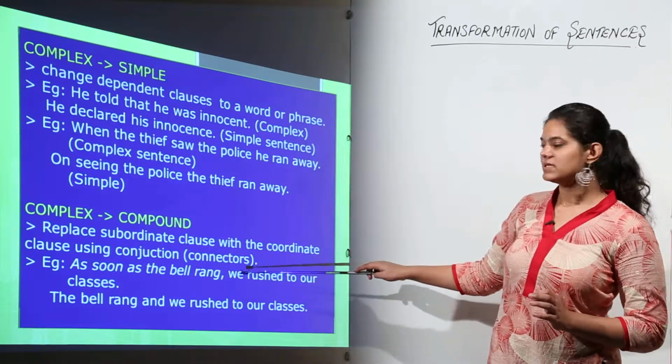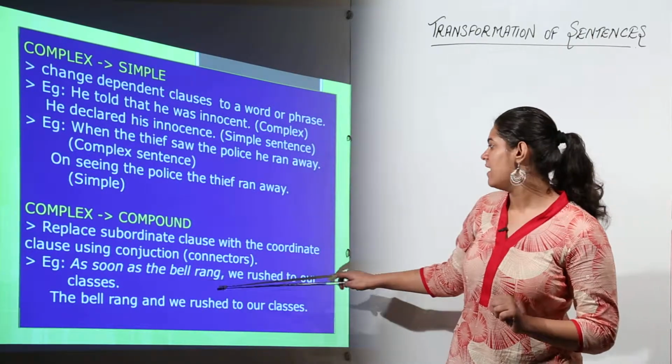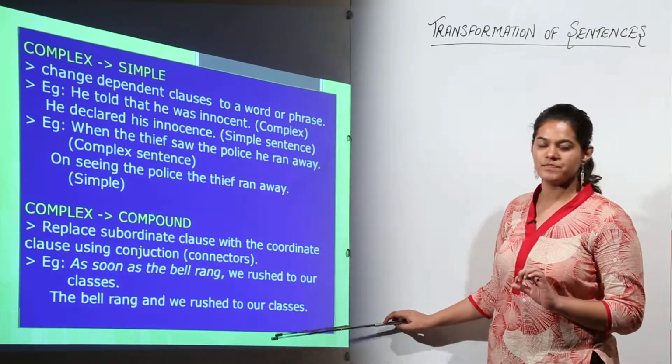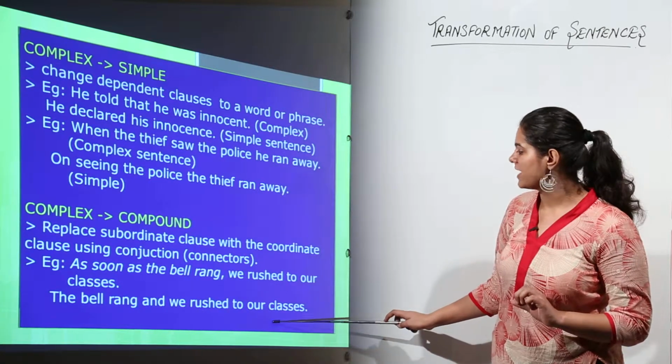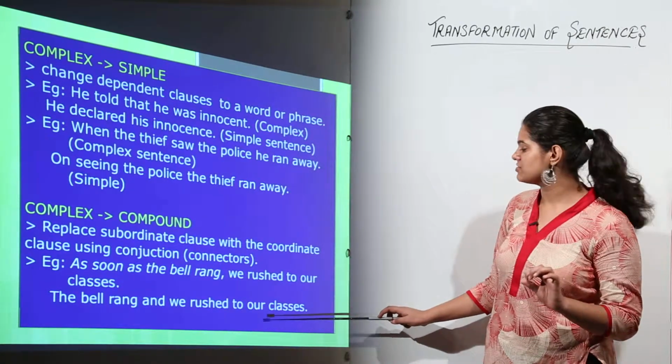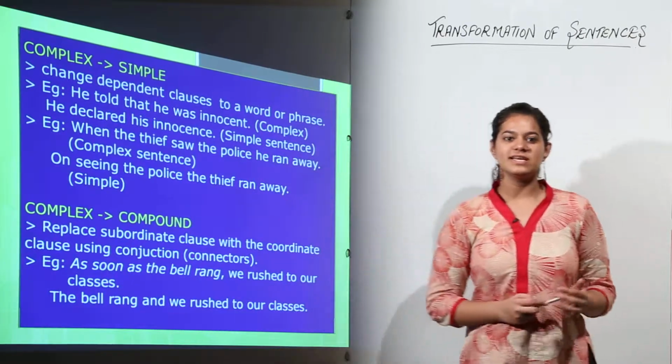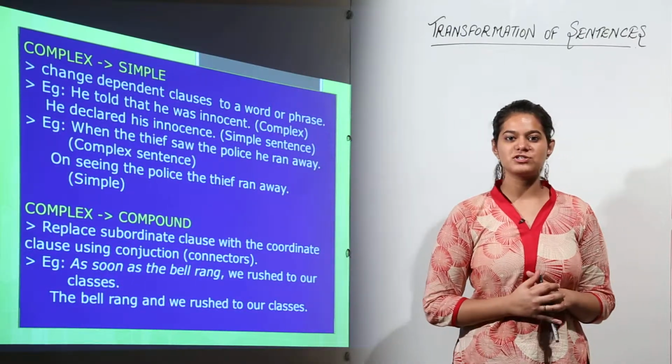So we see the sentence in complex form is, as soon as the bell rang, we rushed to our classes, and in compound form it becomes, the bell rang and we rushed to our classes. So "and" has been used here, right? So these were all the sorts of transformations of sentences.